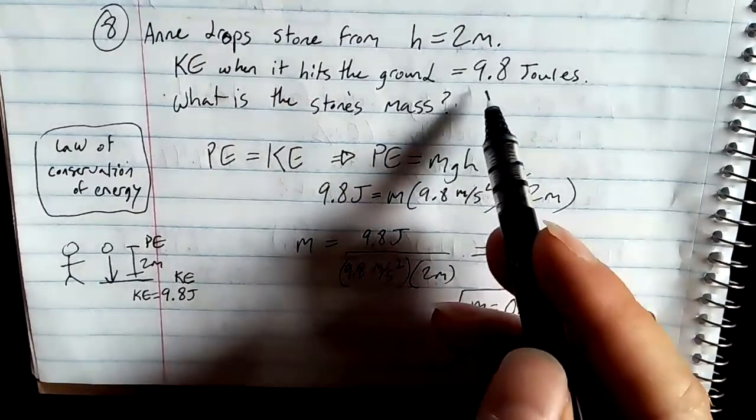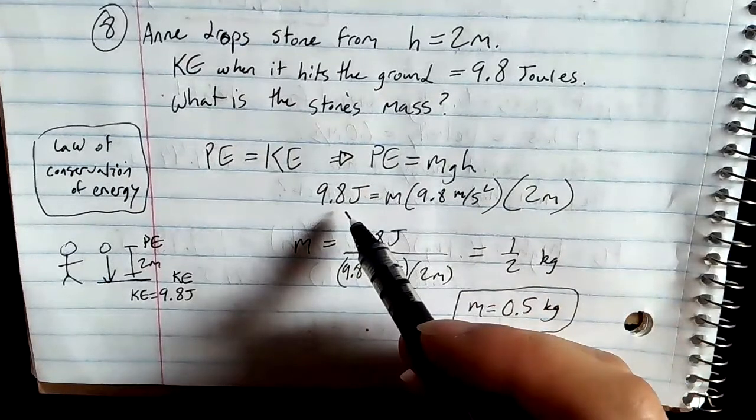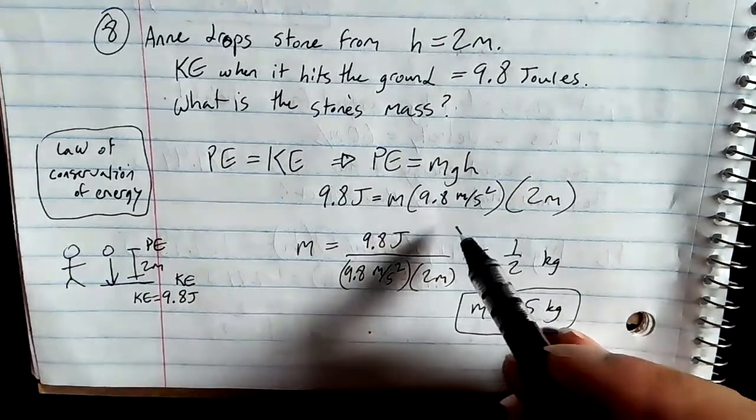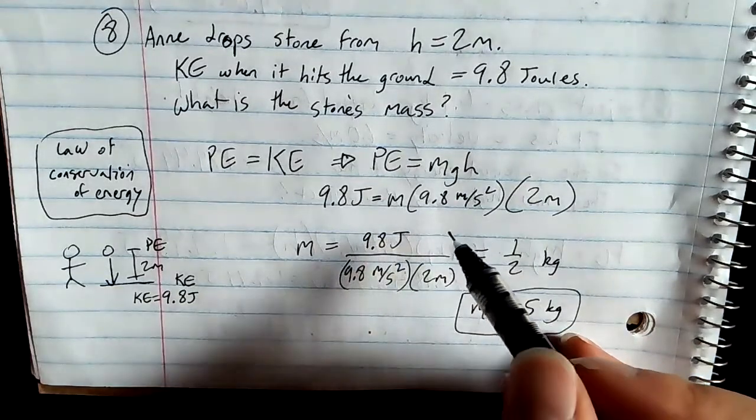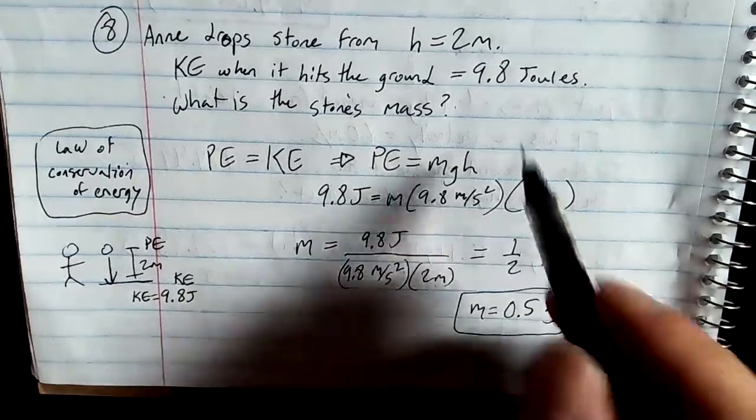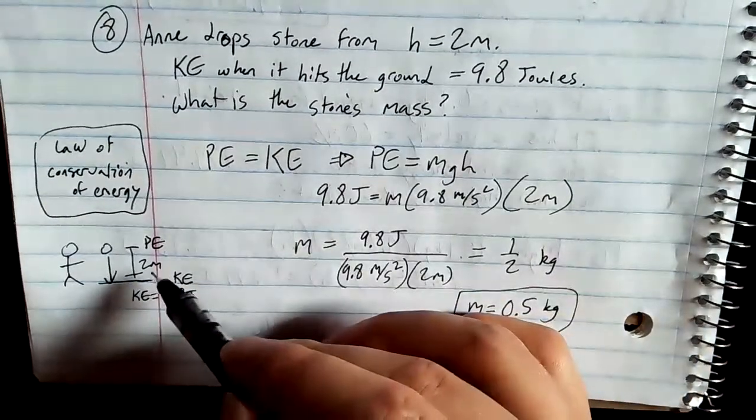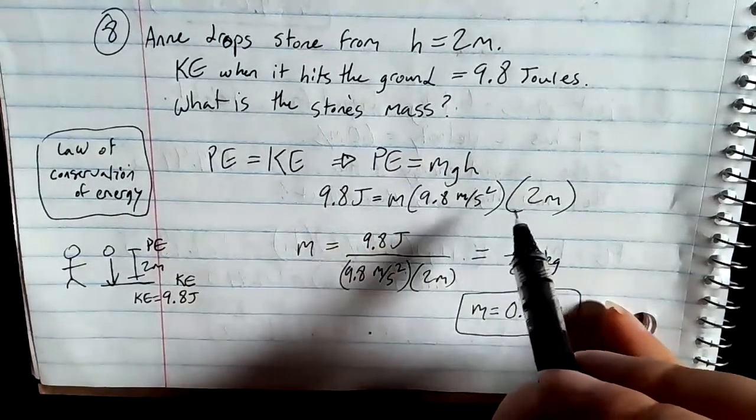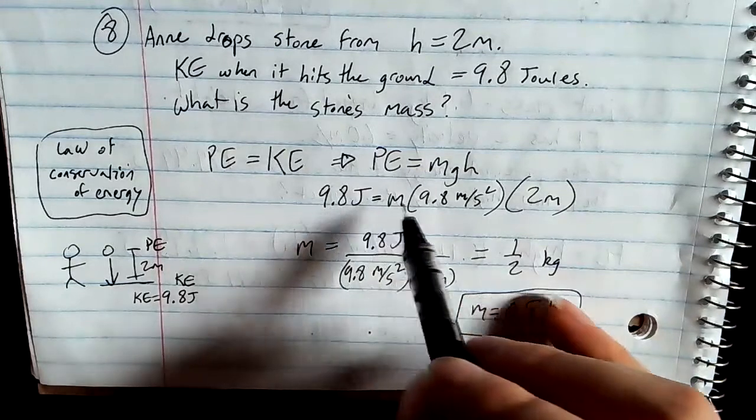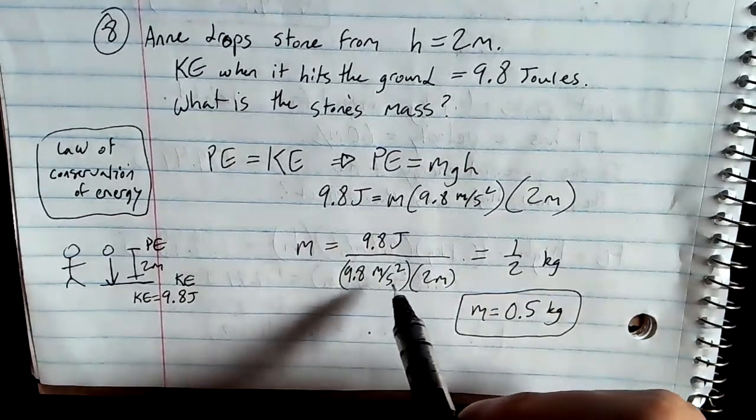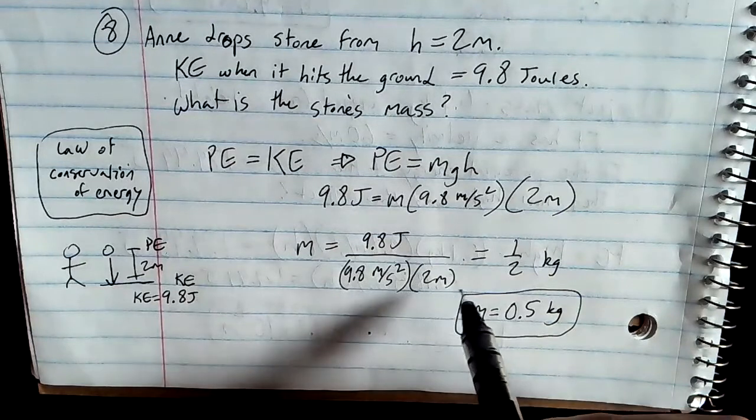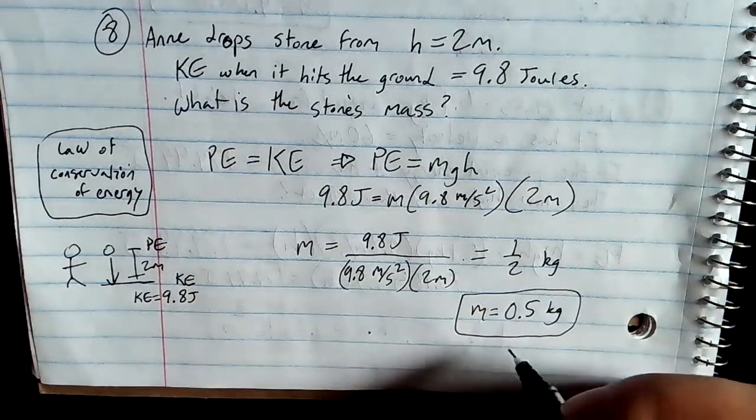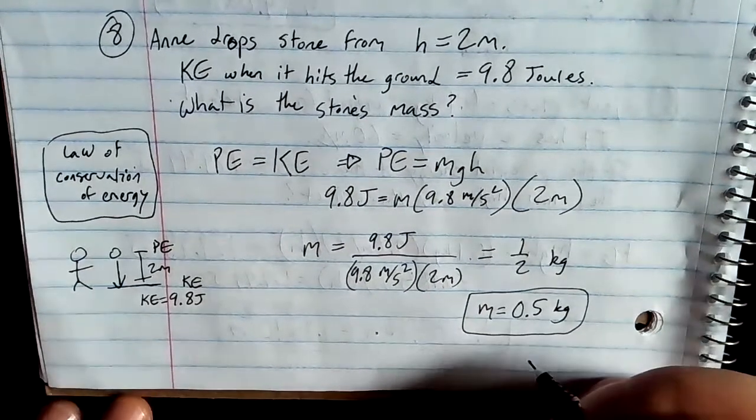The potential energy is 9.8 joules. And that's equal to the mass, which we don't know yet, times the acceleration due to gravity, 9.8 meters per second squared, times the height, which was 2 meters. And if you solve for m, you have 9.8 joules divided by 9.8 meters per second squared and 2 meters, and you're left with m equal to 0.5 kilograms.